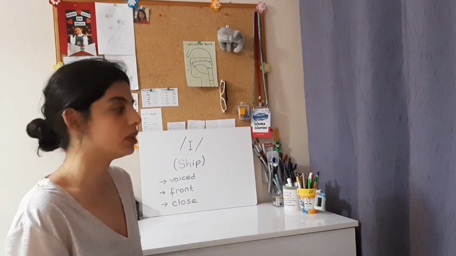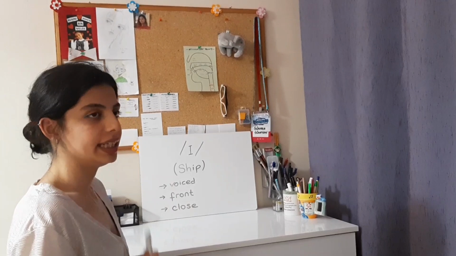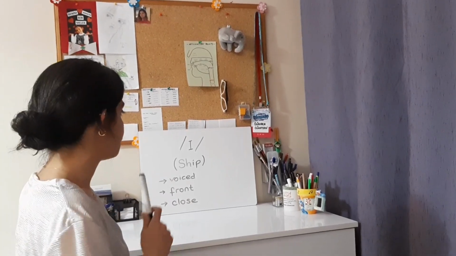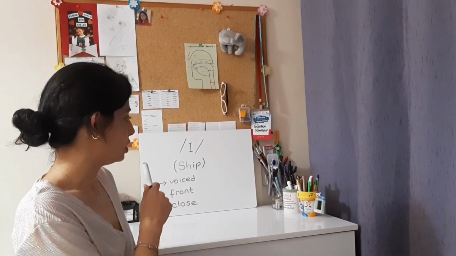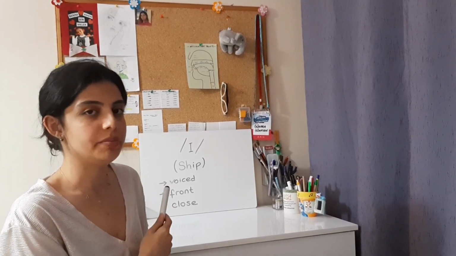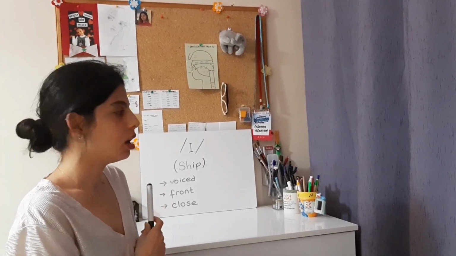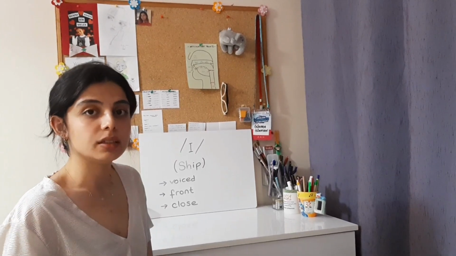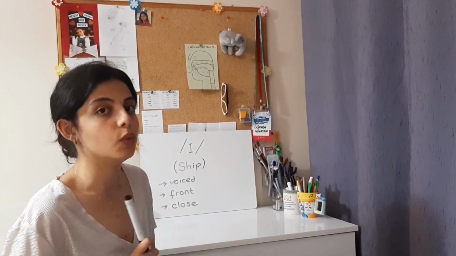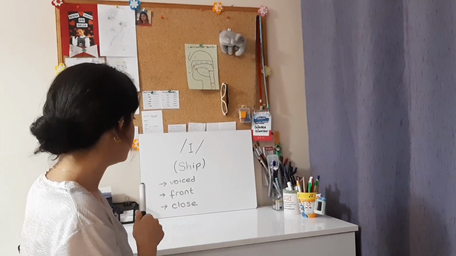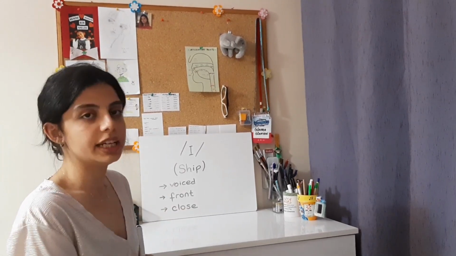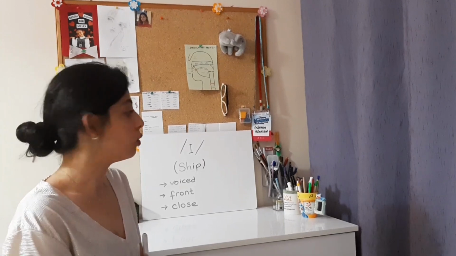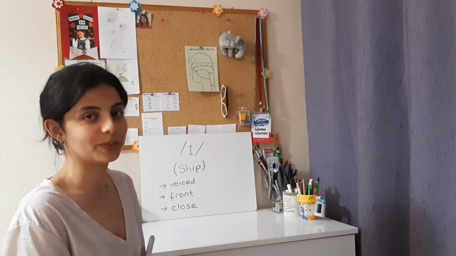Our second vowel is short E, as in ship, not sheep, it's just ship. And it's a voiced sound. In fact, all vowels are voiced. Its place of articulation is front and its manner of articulation is close.